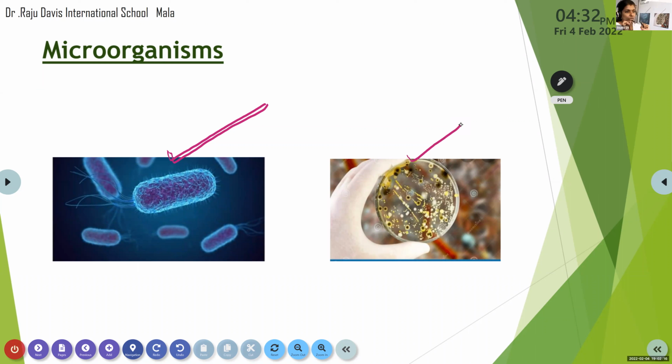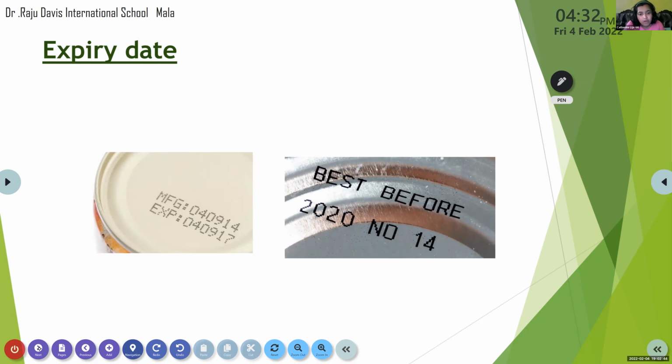We cannot eat that food. If we eat that food, what will happen to us? Ma'am, we will feel tired, sick, stomach pain. It affects our health. That means it causes many diseases. So in order to avoid this, what do we have to do? We should not eat the spoiled food.